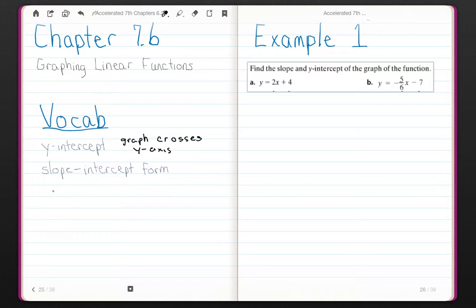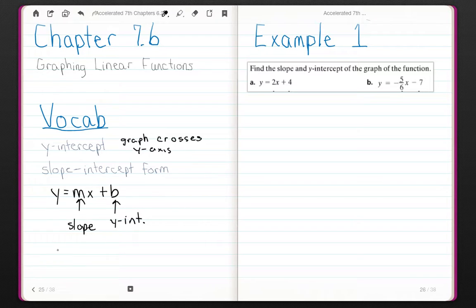Slope-intercept form is written like this: y equals mx plus b. It's always an equation. M is your slope. It tells you how steep the line is. B is the y-intercept. It tells you at what point your line crosses the y-axis.